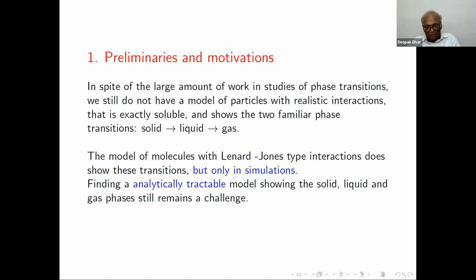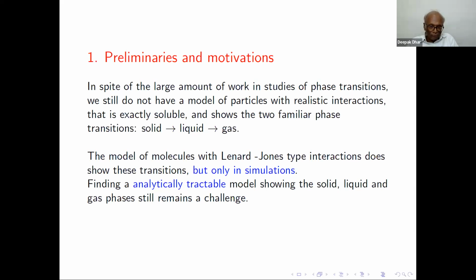So there are models like the Ising model, which show one phase transition, liquid to gas, if you like. And there are other models which show the solid to liquid transition. But if you ask, can we have a single model which shows solid to liquid to gas transition? That is not yet available.